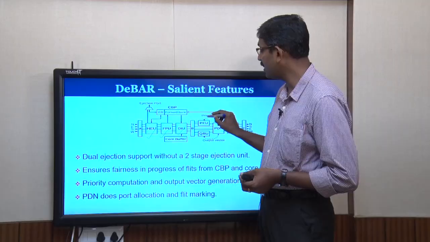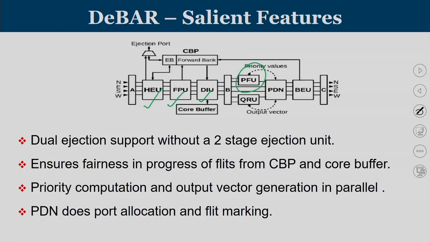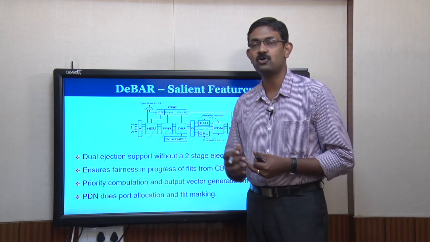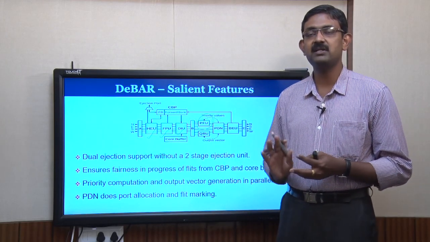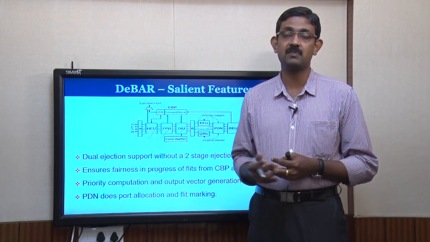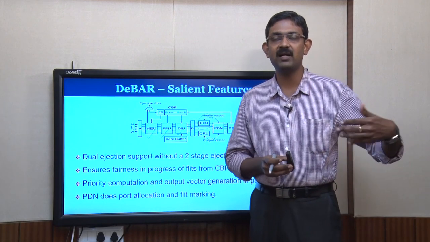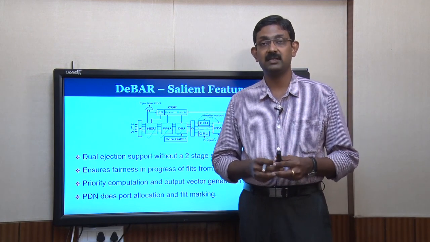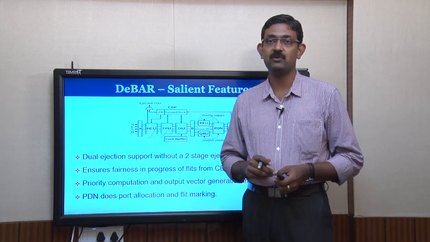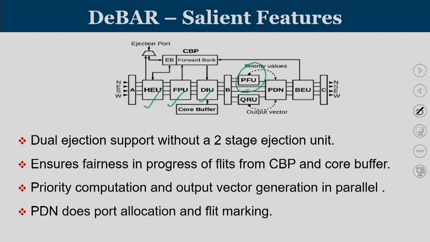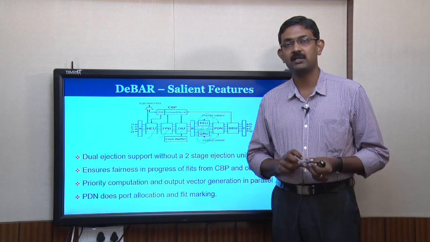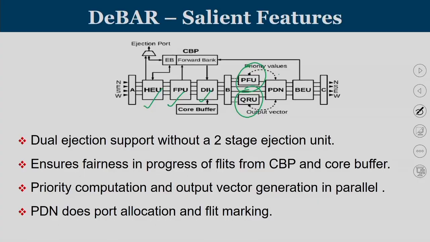And then you have a priority mechanism which is not working based upon random type, silver or golden, based on age. Priority is strictly based on hops to destination. Whichever flit is nearing the destination, they may get highest priority. So you may initially deflect when you are away from destination. As you become closer to the destination, your priority is going to improve. And then you have a quadrant routing unit which will tell you what are the productive directions, and a PDN as usual, followed by a buffer eject unit.